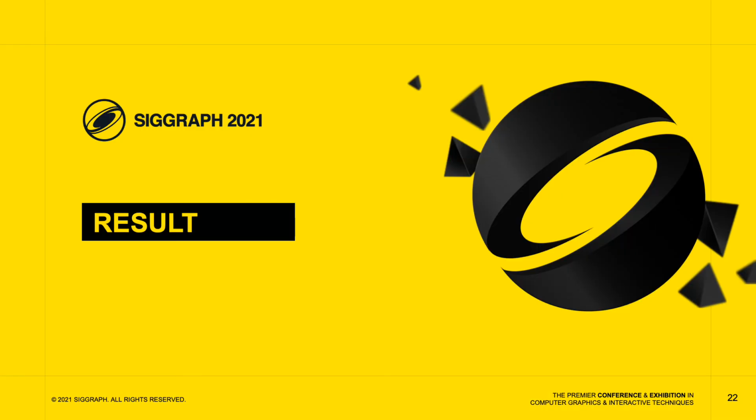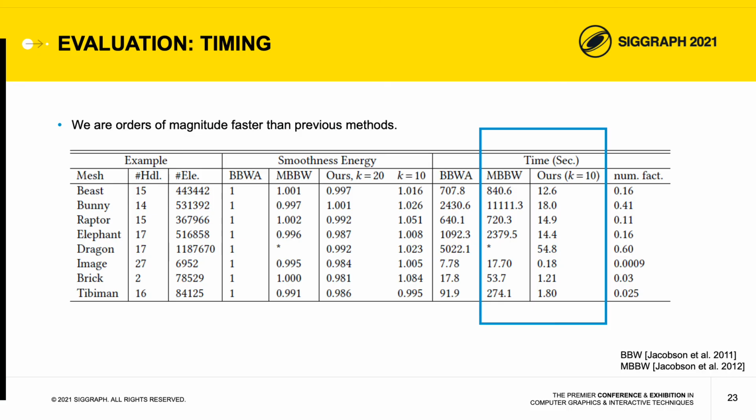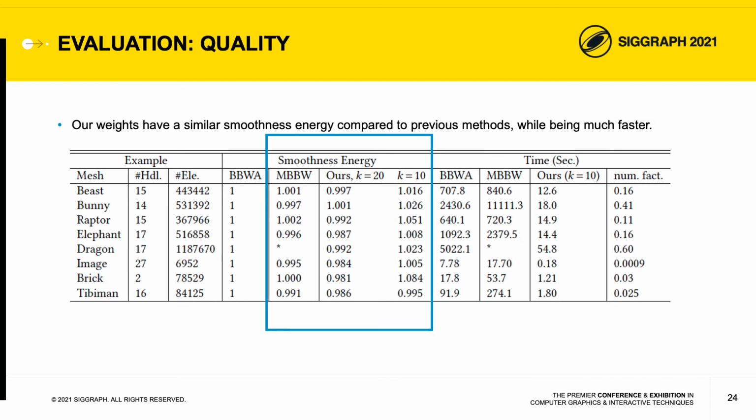We have discussed all the ingredients of our method, and let's look at some results. The major advantage of our method is speed. As shown in the table, we are 2 to 3 orders of magnitude faster than previous methods. Regarding the quality of weights, the weight smoothness is our ultimate criterion for weight quality. From the table, we can see that our weights have a similar smoothness energy compared to previous methods, while being much faster.